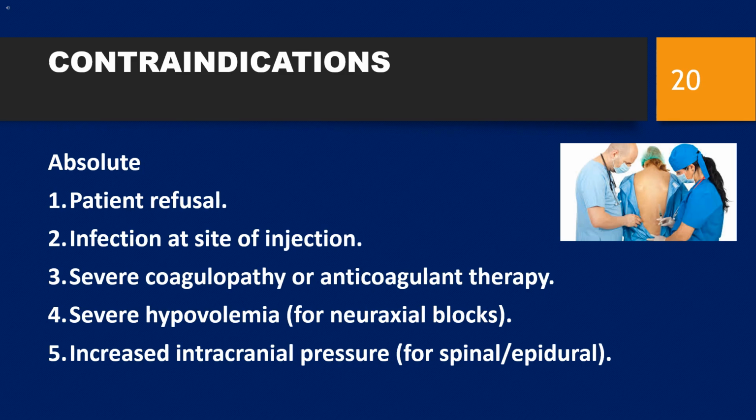4. Severe hypovolemia, for neuraxial blocks. Neuraxial blocks can cause vasodilation, worsening hypotension in patients with severe blood volume depletion. 5. Increased intracranial pressure. For spinal and epidural neuraxial blocks, these can potentially worsen intracranial pressure, leading to complications.